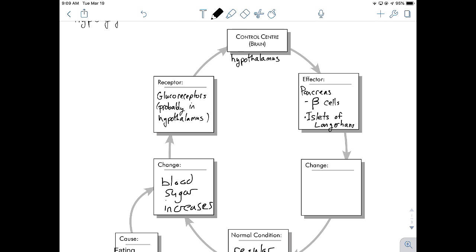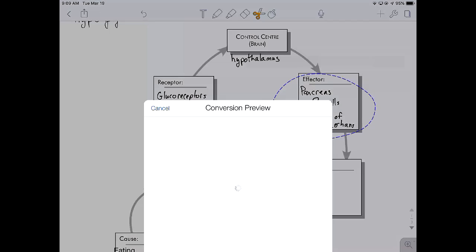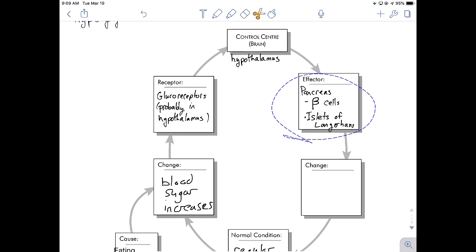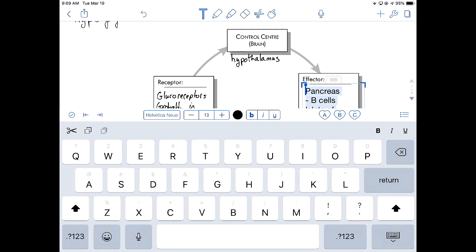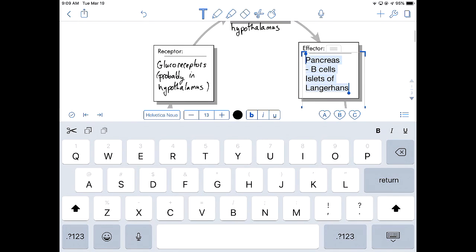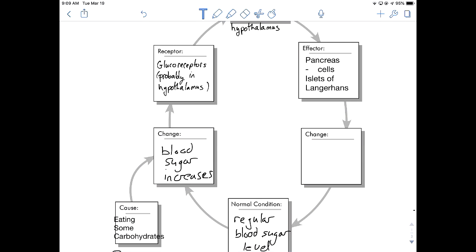Yes, it's islets, I-S-L-E-T-S. Let me just do a conversion on this, and then it'll help you out. I don't know how I'm going to do beta, I'll just leave a big space in there. Islets of Langerhans, yeah.